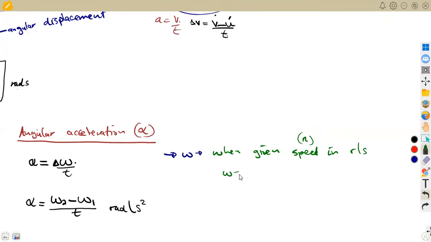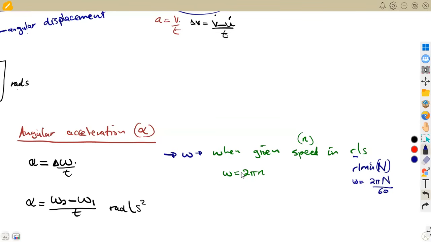Our omega is going to be given as 2 pi n when it is given in revs per second. But when given in revs per minute, I'm going to represent it as the capital letter N. For revs per second, I used small letter n. So here I'm going to use capital letter N for revs per minute. Our omega is going to be 2 pi N over 60. That is what we are going to have.